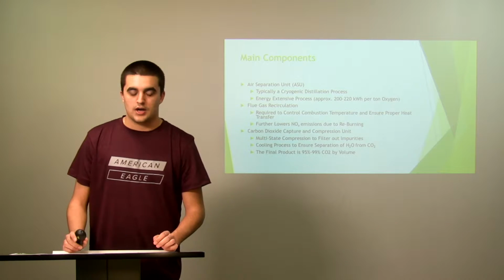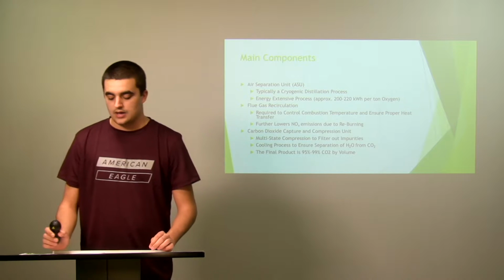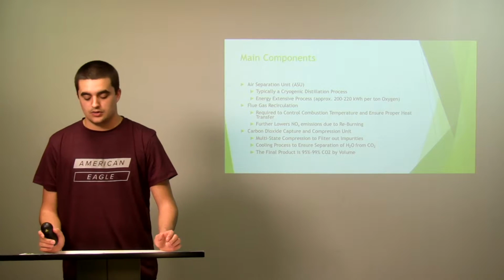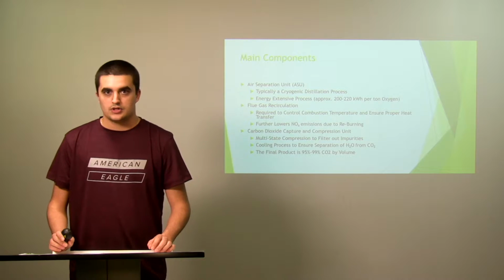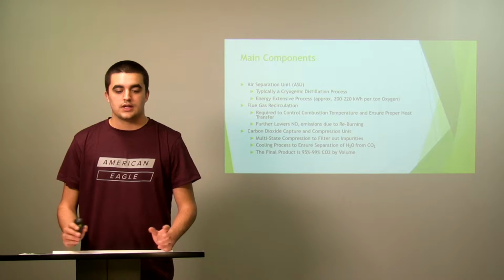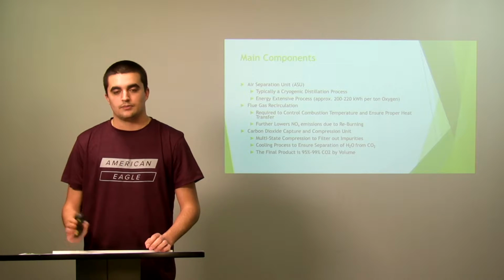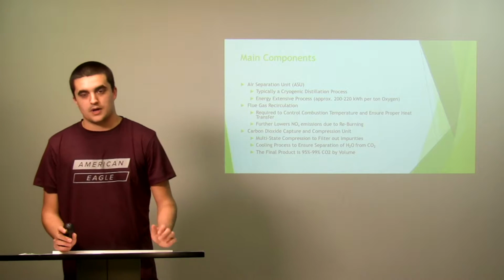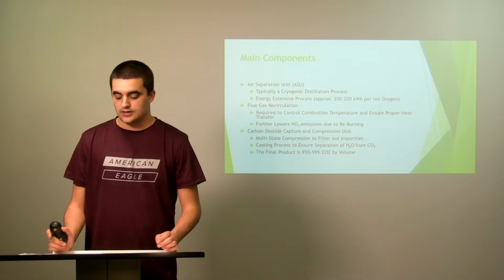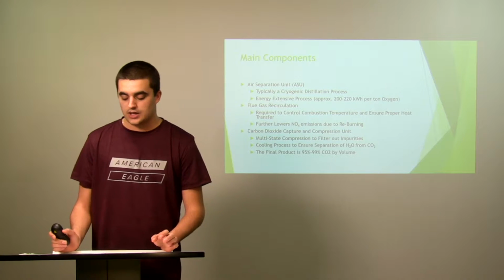So to derive an oxy-fuel combustion system, there are three main components that must be added. The first is an air separation unit, which is typically a cryogenic distillation process, which means it first condenses the gas down into a liquid and then vaporizes off the different gases at various boiling points. The problem with this process is it's very energy intensive, using approximately 200 to 300 kilowatt hours per ton of oxygen produced.